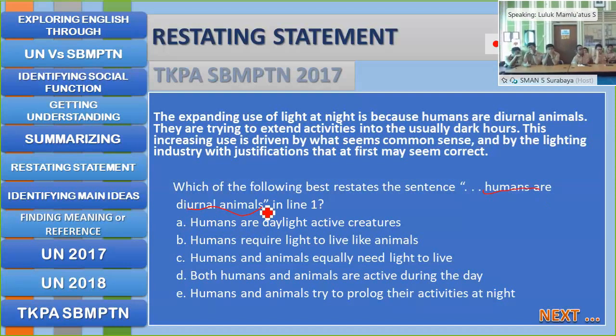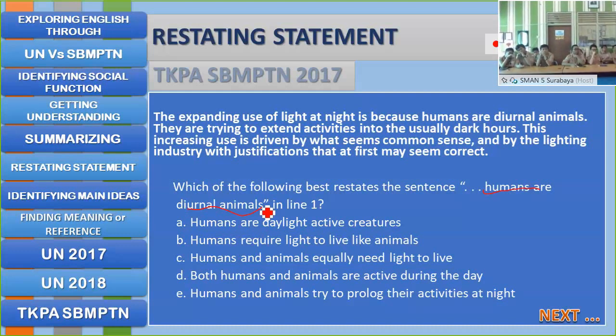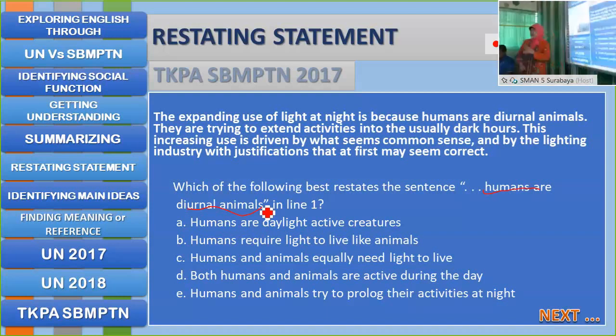According to the Oxford Advanced Learner's Dictionary, one of the meanings of animals can be any living creatures, including human beings. So don't say that you are compared to animals. No, you are not compared to lions or tigers. But animals in this case is actually human beings also. But what is asked here is how to restate "humans are diurnal animals."